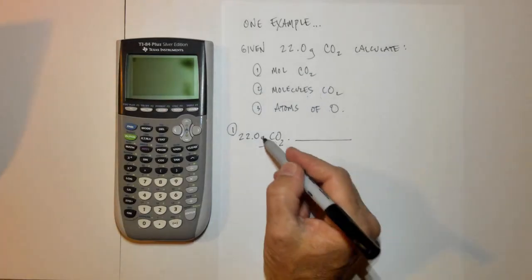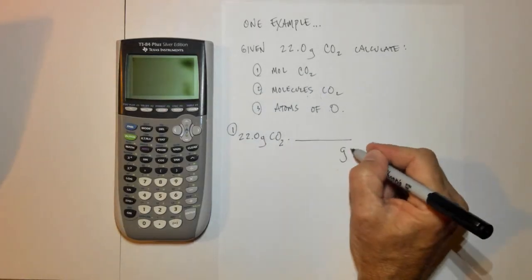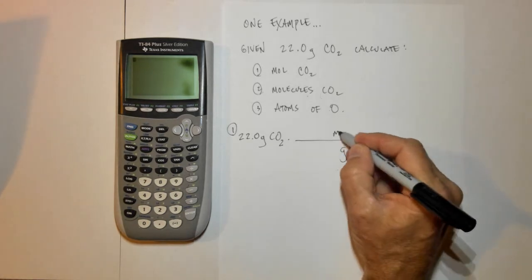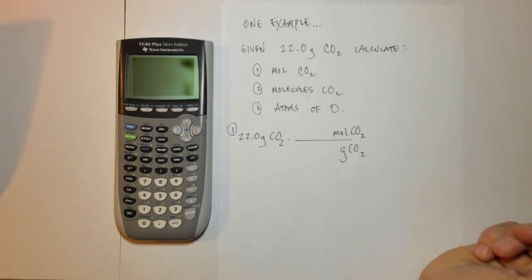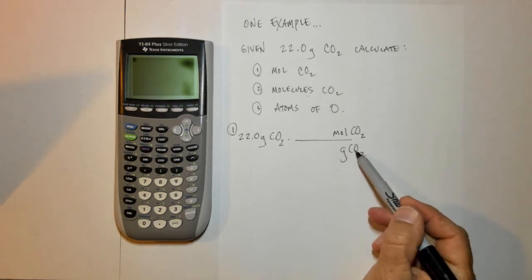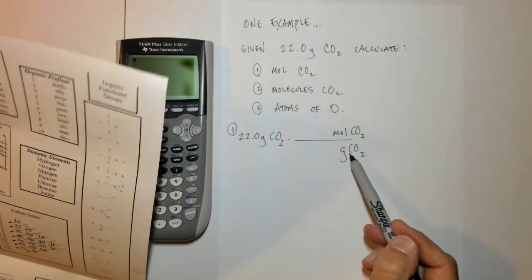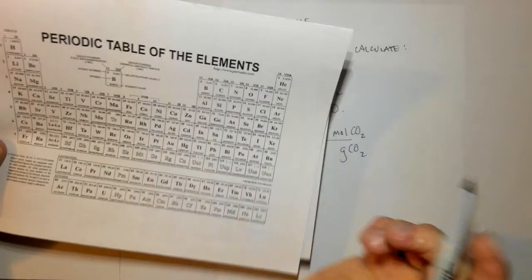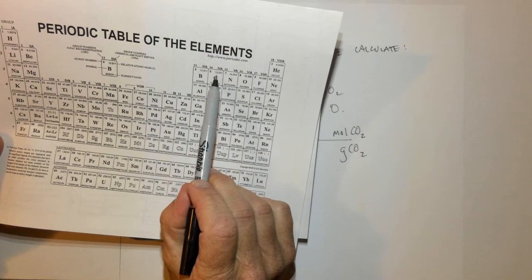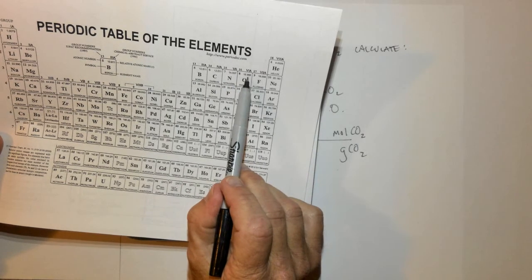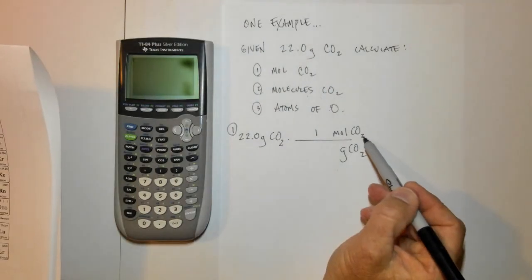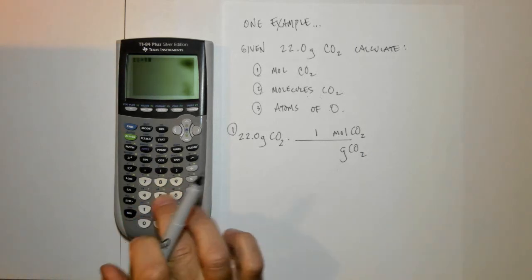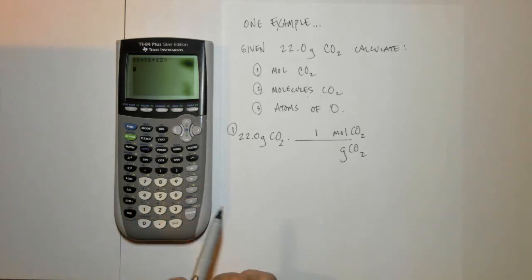A good way to do it is take the units that you have and put them in a position where they're going to cancel, grams CO2, and then put your desired units up here on the top, which is moles of CO2. And we know that the link between grams and moles is the periodic table. So in 1 mole, we look on the periodic table and add up carbon, which is 12, and oxygen, which is 16, but you have to add up 2 of them because there's 2 oxygens. So 16 plus 16 plus 12 gives us 44.